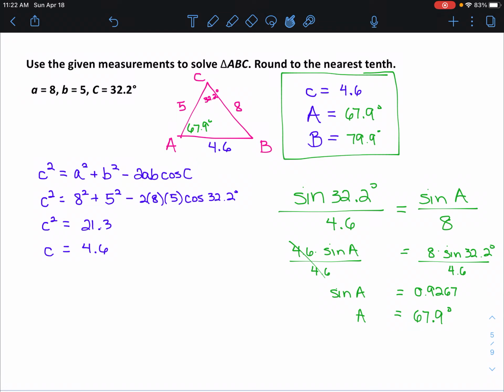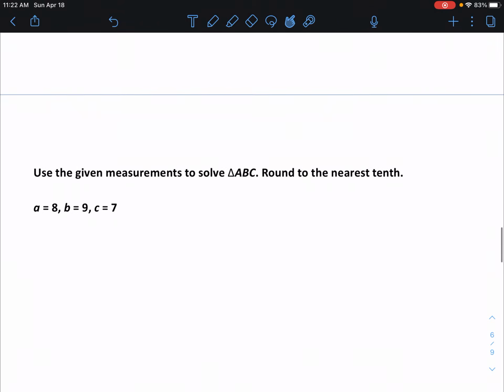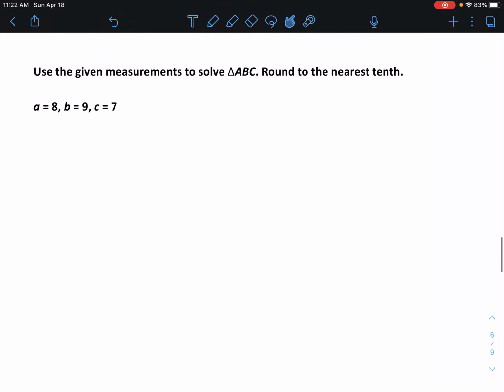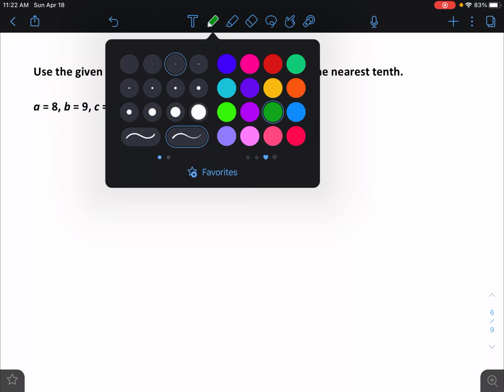Okay, let's try one more to make sure you've got it. Again, sometimes you might be given all three sides, no angles. So then how does this work? And again, there's a little bit of trickiness with this one as well.